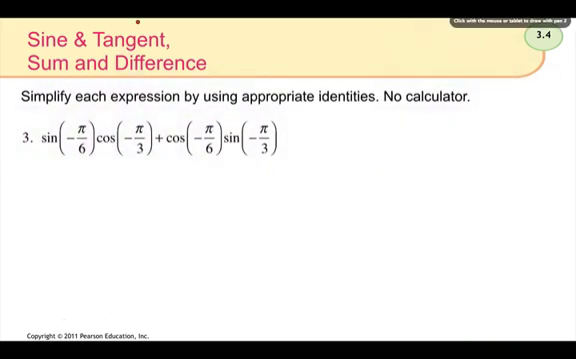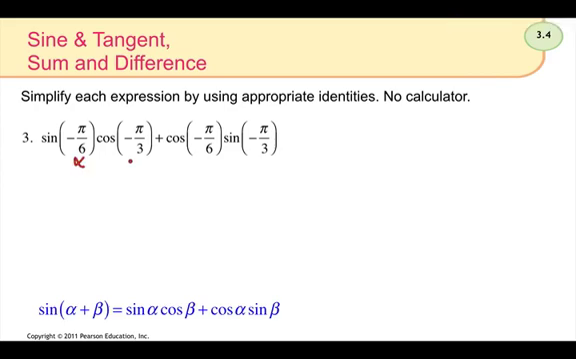So here's number 3. It says simplify each expression by using the appropriate identities. No calculator. So we're going to be applying this identity on problem number 3. Notice that this is going to be like your alpha, beta, alpha, beta. So once I apply this formula, this is what I get. Sine of negative pi over 6 plus negative pi over 3.